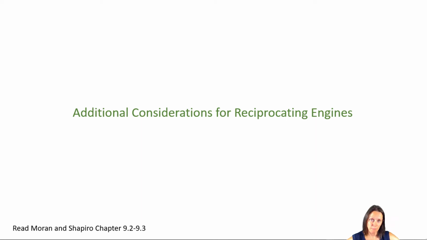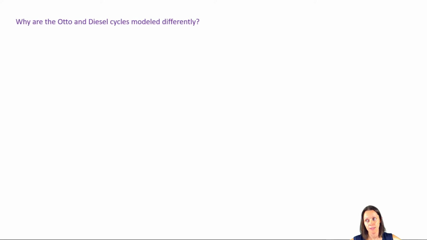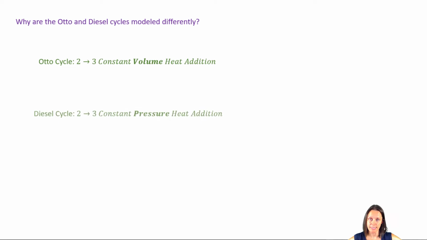In this segment we're going to wrap up reciprocating engines. Just a few more things I want to say about these. You might be wondering why the Otto cycle and the diesel cycle are modeled slightly differently. With the Otto cycle, we model the combustion process as a constant volume heat addition process, and the diesel is a constant pressure heat addition process.